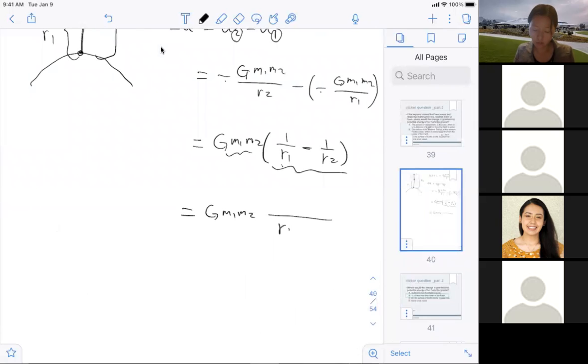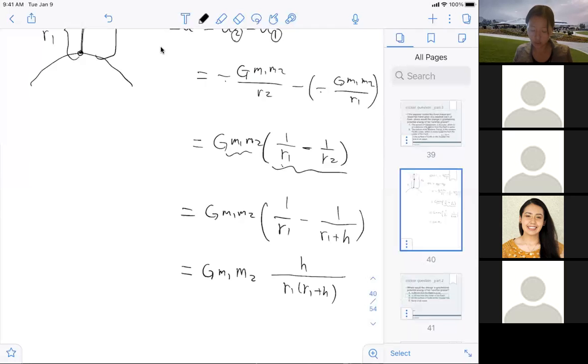So we know that R1 is different. R2 is simply R1 plus the extra height by raising your hand. So we can make this purely a function with respect to R1 only. So this becomes h over R1 times (R1 plus h).